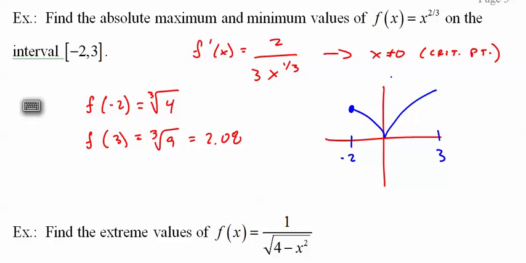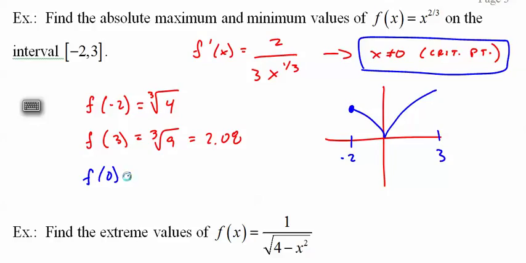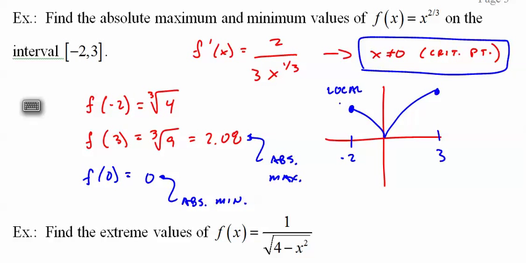So we would have to go look at this critical point, plug that in, f of 0 equals 0, and we would say absolute max, absolute min. And this is a local max, because again, there's an interval I can define it over.